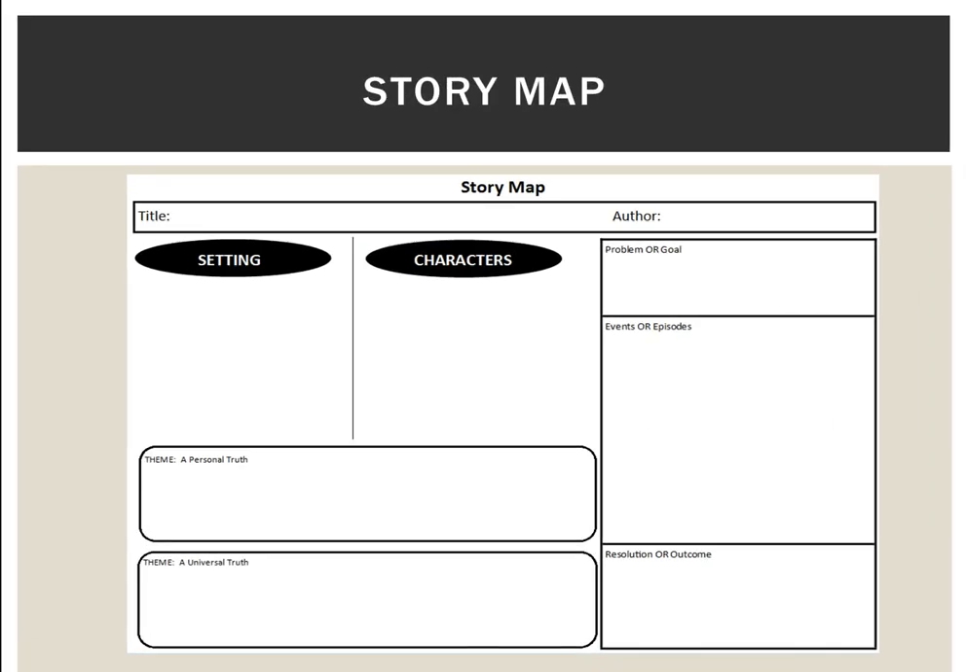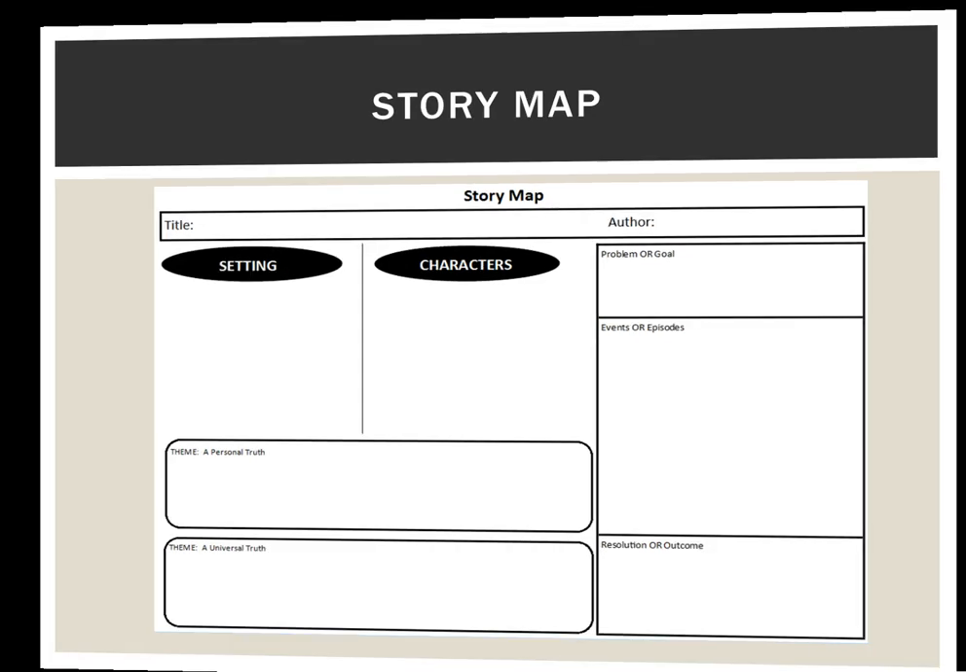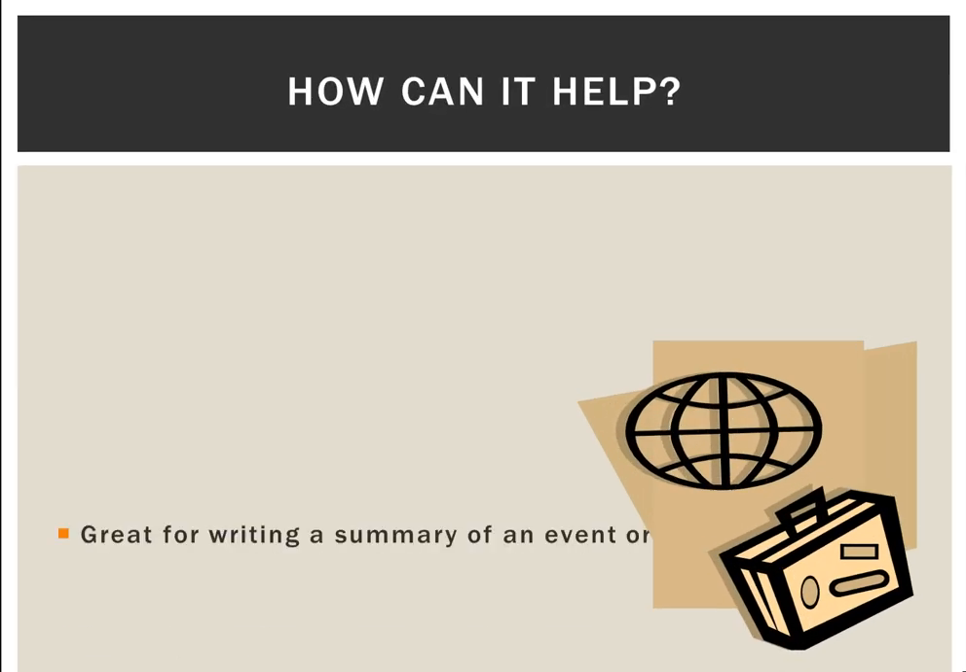The next one is a story map. So again, you can see the title and it's got the author there, and you've got the setting and the characters, and so you just make a list of those bits and pieces. The theme, what's a personal truth about this, what's a universal truth. So this personal truth could be something personal for you, and the universal one could be something that's a bit more out there for everybody. What's the problem or goal, what are the events or episodes, and what's the resolution or outcome. Again, a lot of these are similar, but some people might find these better for their own purpose than other things.